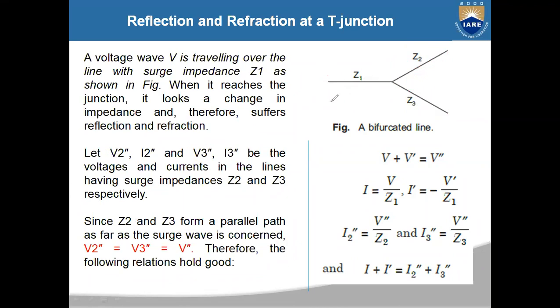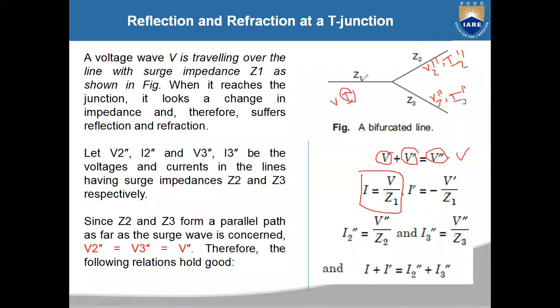Here we have V2 double dash, I2 double dash, two waves, and here V3 double dash and I3 double dash. Now you know that the transmitted voltage V double dash is equal to the sum of the incident voltage V and the reflected voltage V dash. So V double dash is equal to V plus V dash, and I is equal to V by Z1. Similarly, I dash is the reflected current, which has a negative sign, so I dash is equal to minus V dash by Z1.